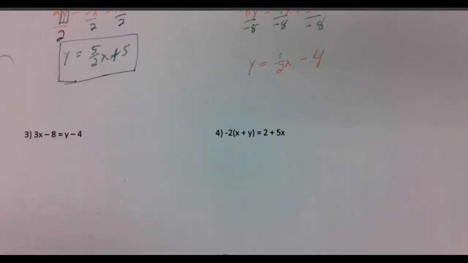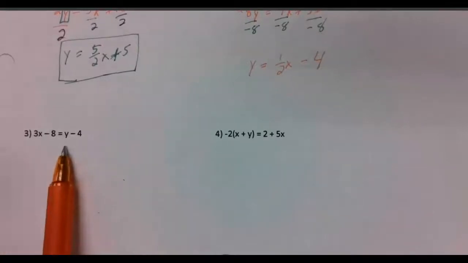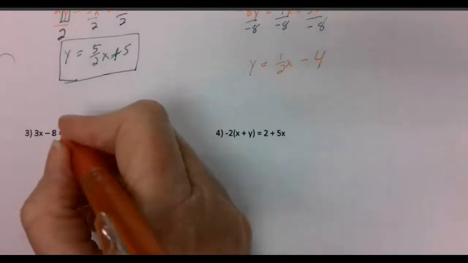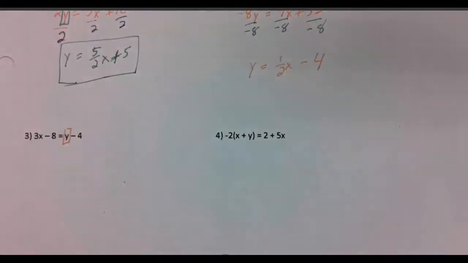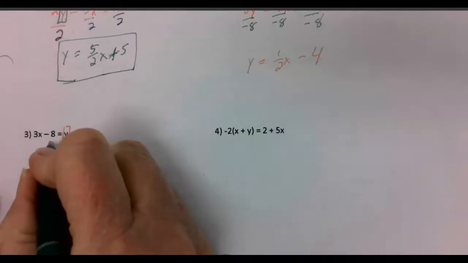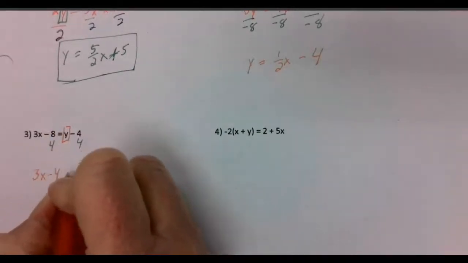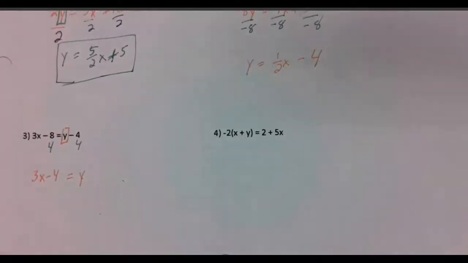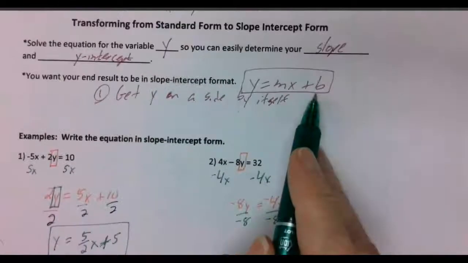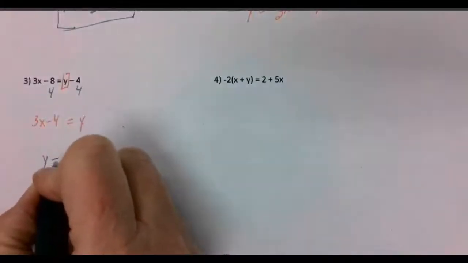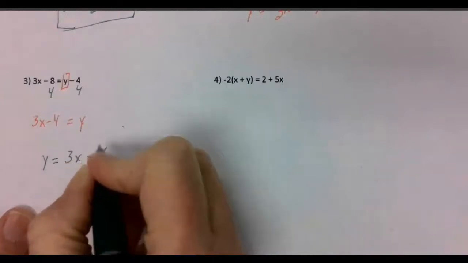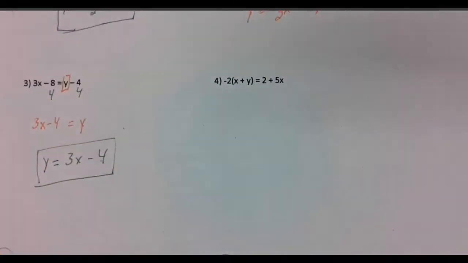Number 3 and 4 are going to do the same things. The only difference here is that y is on the other side. Don't worry about that. We just have to get y by itself. That's all you're concentrating on. Get y by itself. So all I'm going to do is move this 4. And I get 3x minus 4 is equal to y. Now, does that look like slope-intercept form? It technically is. So let's get it in the exact slope-intercept form. Let's move that y to the left and move the other stuff to the right. Bam! We're done.